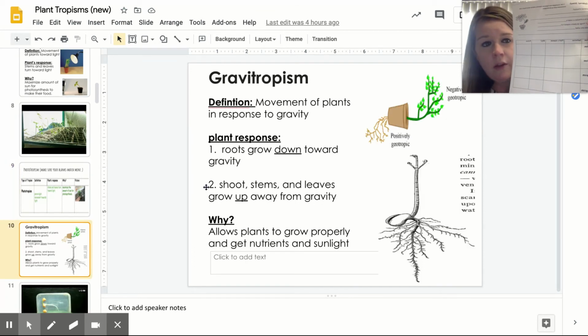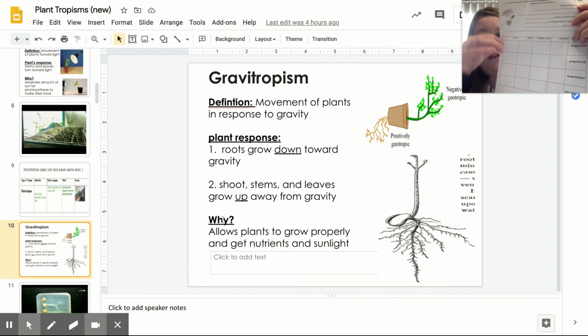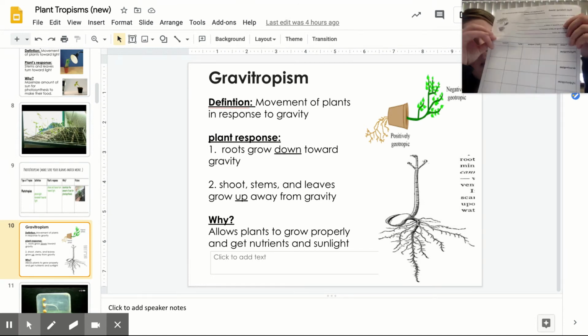Gravitropism, in other words, geotropism. It's a movement of plants in response to gravity. The plant's response: roots grow down towards gravity. This includes the shoot; stems and leaves grow up away from gravity. Why does this happen? Because it allows plants to grow properly to get nutrients in soil.